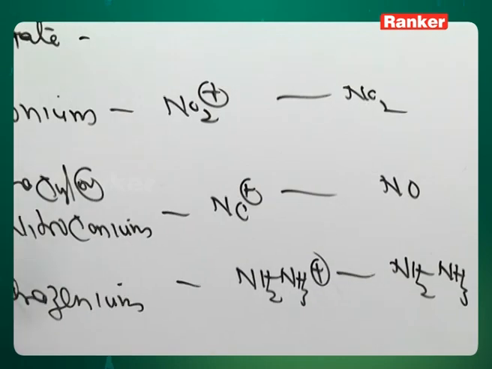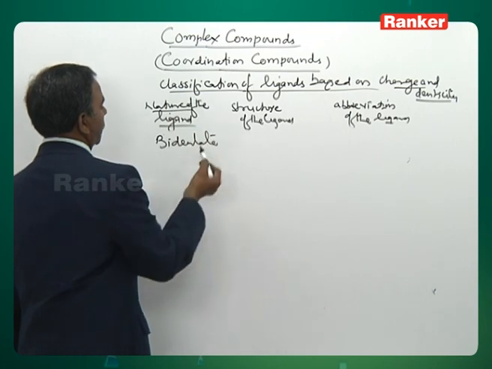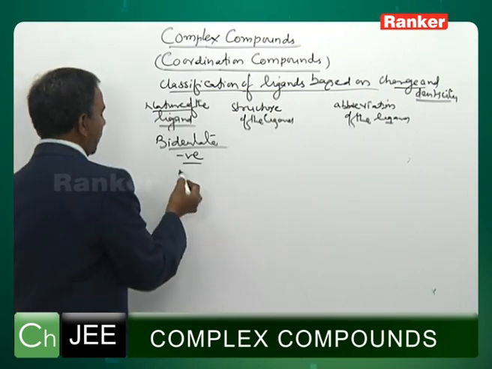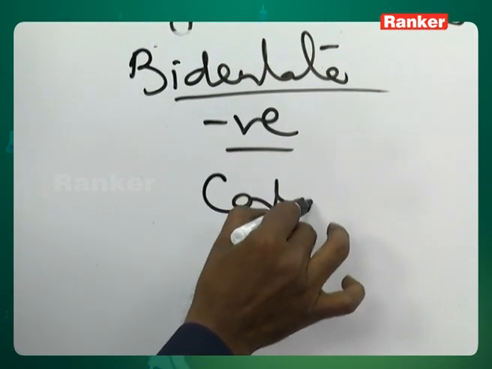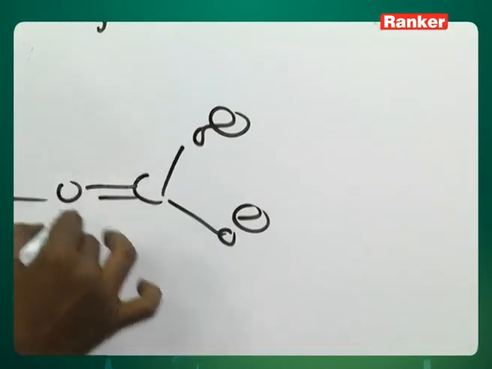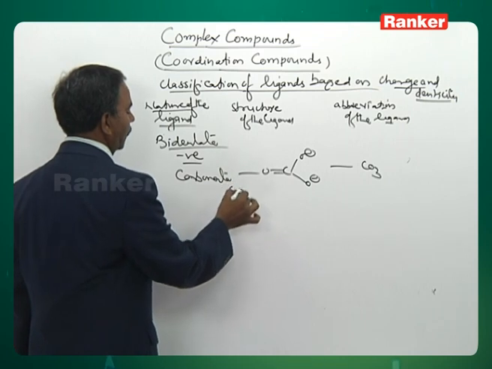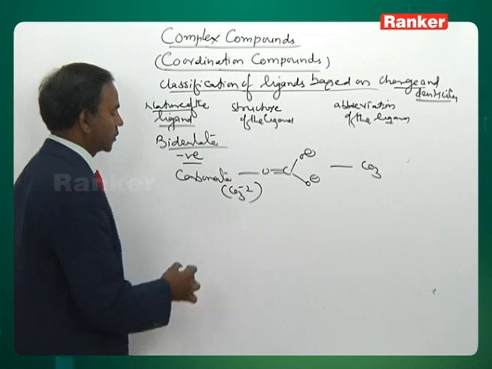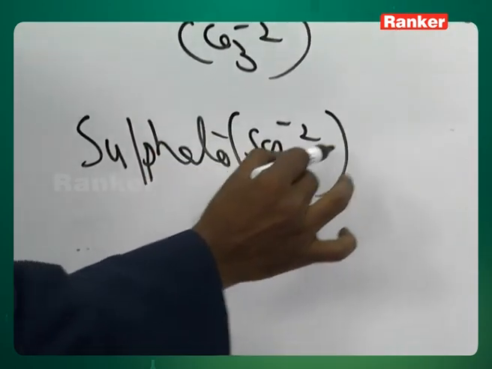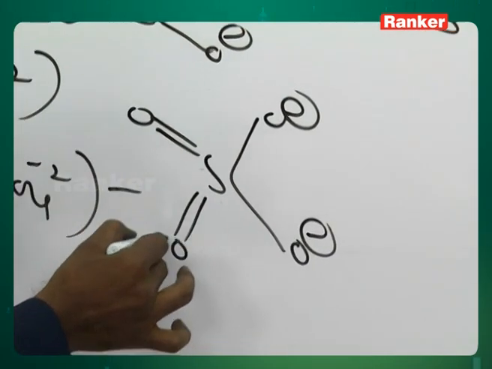Next, after monodentate, let us consider some of the bidentate ligands. Under bidentate negative ligands, consider the first one, carbonato. Carbonato ligand, this is the structure we are writing. It is represented simply as CO3. The charge over each ligand is important. Let me write this formula with a charge, carbonato, CO3 minus 2. We will also take the next one, sulfato ligand. Sulfato you can write as SO4 minus 2. This ligand is a bidentate negative ligand.